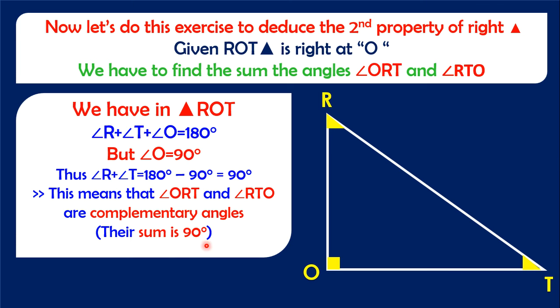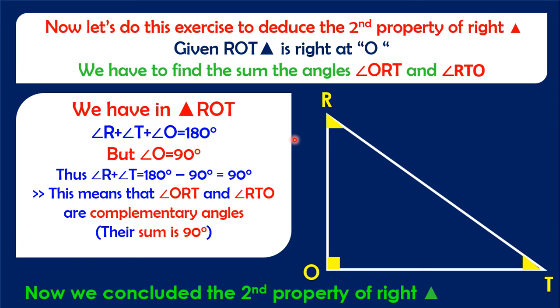Their sum is 90. And here we deduced the second property of a right triangle, which indicates that the other 2 angles in a right triangle, other than the right angle, together are complementary angles. Their sum is 90.